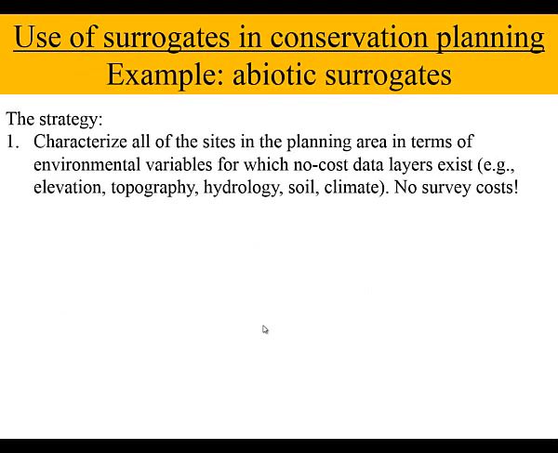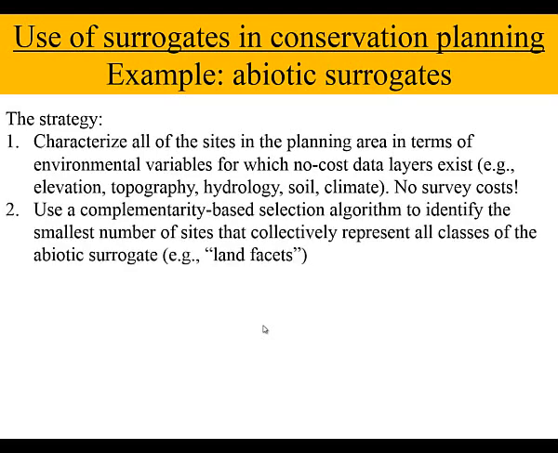So I could characterize the entire planning area in terms of land cover types or in terms of elevation, topography, hydrology, soil, and other abiotic characteristics. All of these are free data on the shelf, costing me nothing to do any surveys. And then I use my complementarity-based selection algorithms once again.